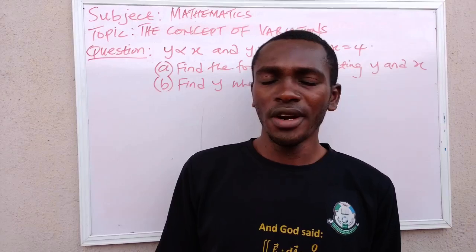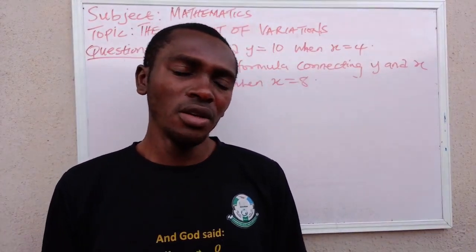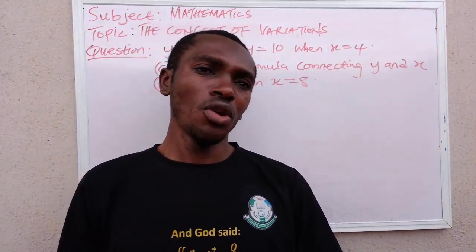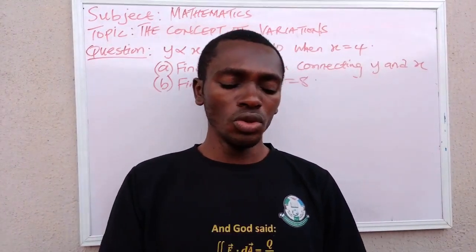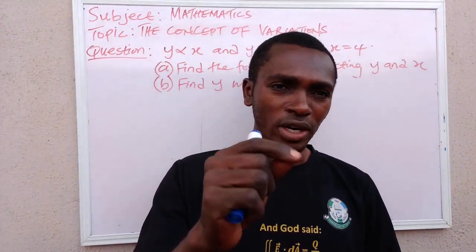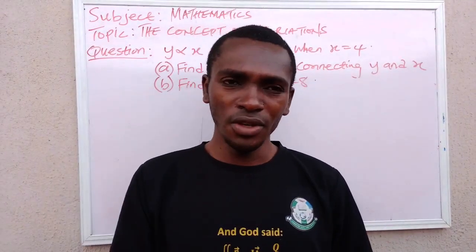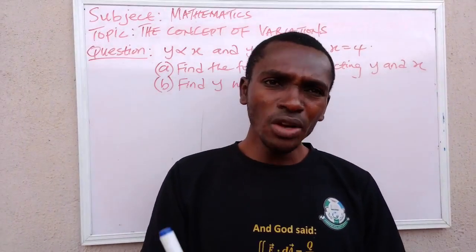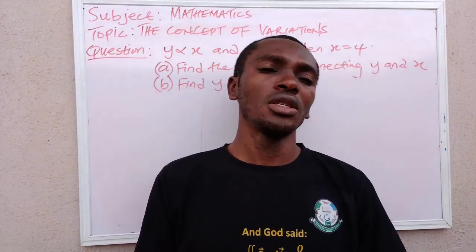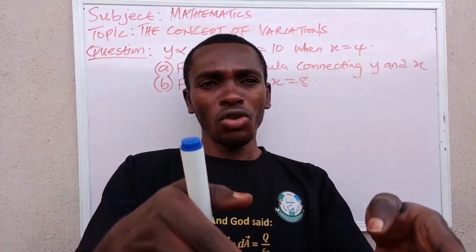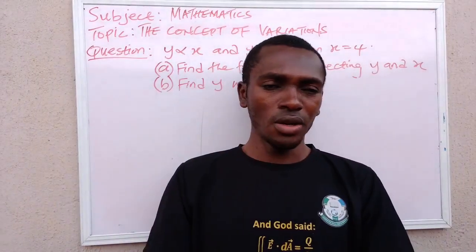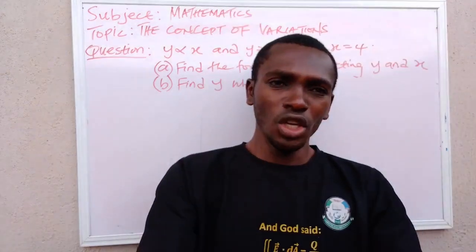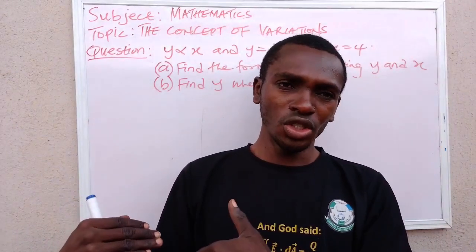Now, the concept of variation is quite easy, because the idea behind variation is that anytime you have a question on variation, the first thing you must do, and don't forget, is to always find the formula connecting the quantities you are given. Now, how do you find the formula? The first thing you must do is to introduce a constant and find the value of the constant. What does the constant stand for? When you get the constant, substitute it back into the first relationship you had.